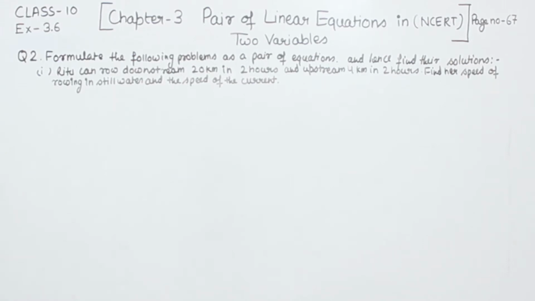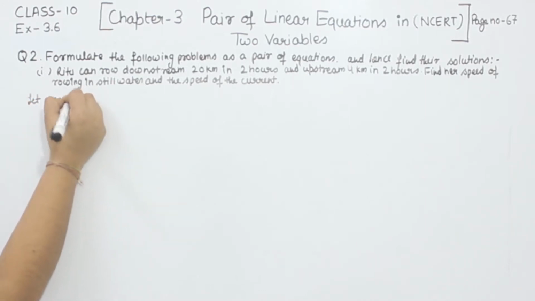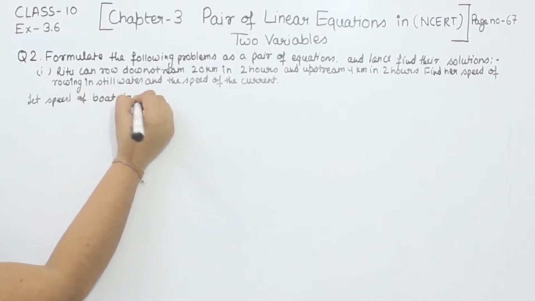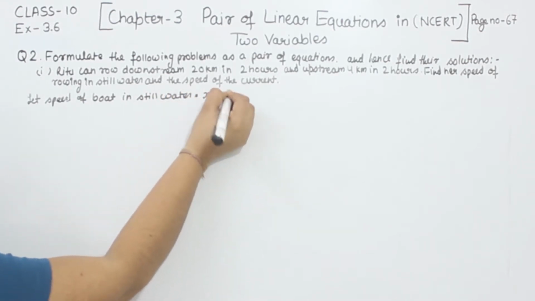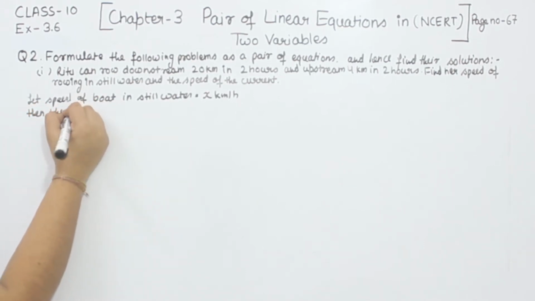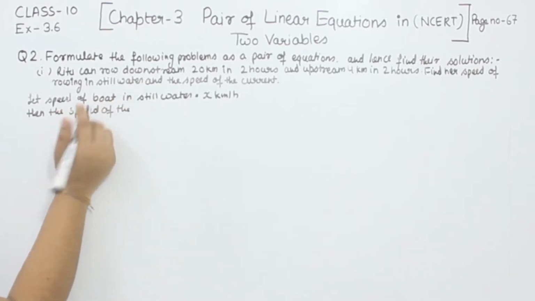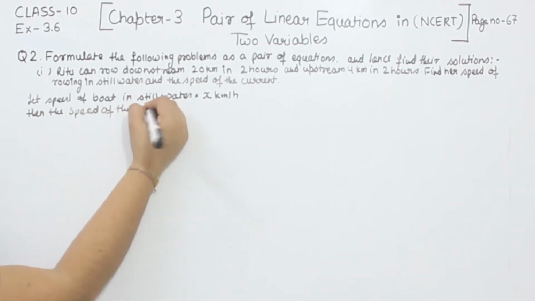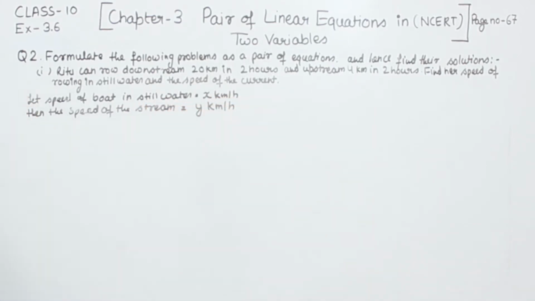So first of all, we are going to let the speed of the boat in still water be x kilometer per hour. Then the speed of the stream we are having as equal to y kilometer per hour.